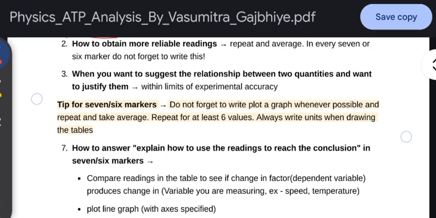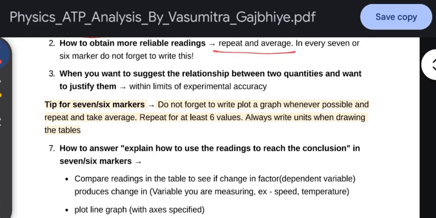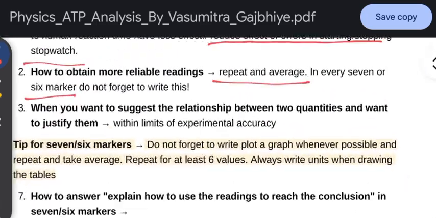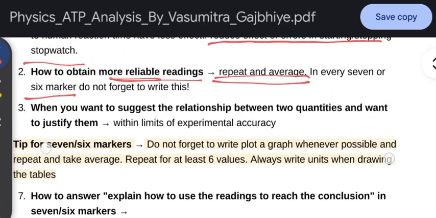Next, how to obtain more reliable readings? You should repeat and average. You have to use this in every 6 or 7 marker. Do not forget to write this. It can get you 1 mark for free. And remember, for reliable readings, you need to repeat and average.